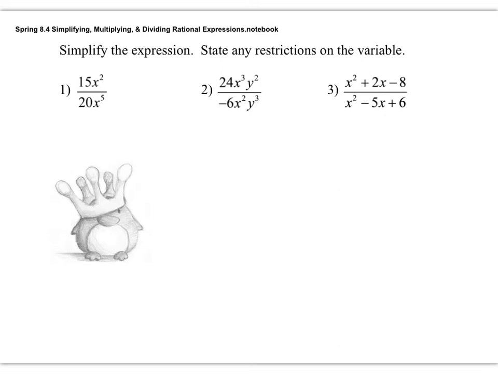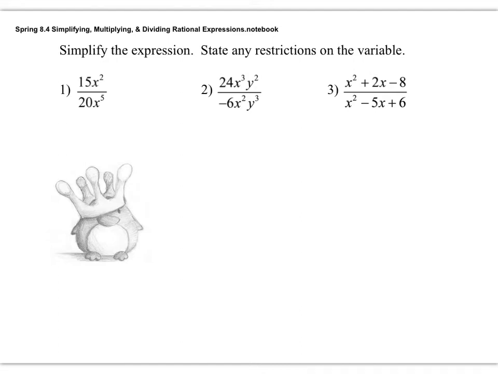If I look here at numbers 1 and 2, actually, these are all just one term, right? 15x squared, that's one term. 20x to the 5th, that's one term. I can't factor something with one term. If I look at number 2, 24x cubed y squared, it's a really long term, but it's just one term, right? There's not a plus or a minus separating it into different things. Whereas if I look at number 3, it has x squared plus 2x minus 8. Well, that's 3 terms, right? They're separated by plus and minus signs. All right, so back to number 1. Step 1 factor, I can't, right? It's only one term.